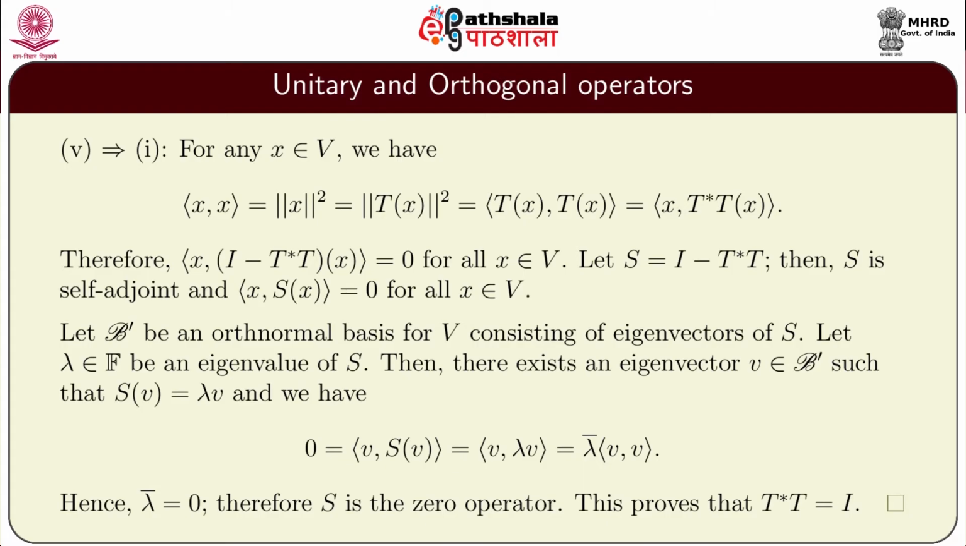For any x in V, we have inner product x, x is equal to norm of x squared, and that is equal to norm of Tx squared, and that is equal to inner product Tx, Tx, and that is the same as inner product x comma T star Tx. Therefore, inner product x comma (I minus T star T)x is 0 for all x in V. Let S denote I minus T star T. Then S is self-adjoint, and inner product x comma Sx is 0 for all x in V.